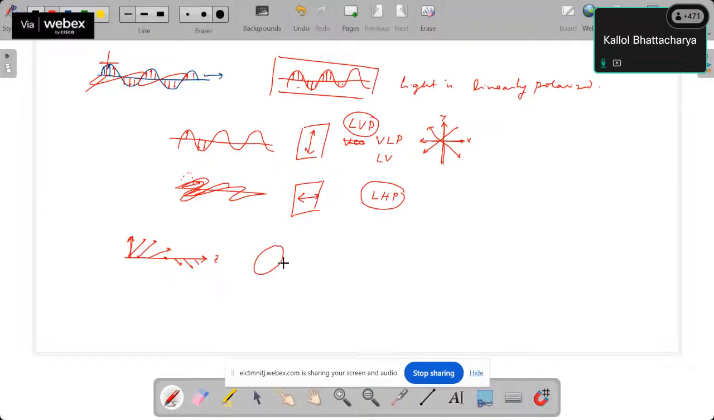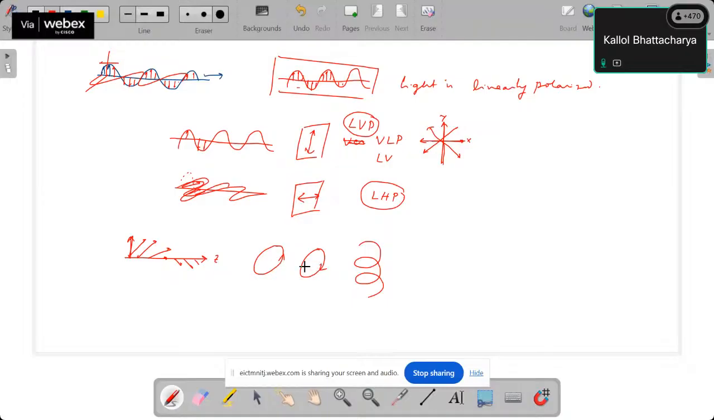And this ellipse may be because the electric vector may be rotating. You can think of a spiral like this. So the spiral may be right-handed or left-handed. So the electric vector can be left-handed. This is the polarization ellipse. We call this the polarization ellipse. It can be left-handed or it can be right-handed also. So this is elliptically polarized light. This is also elliptically polarized light, but the two senses are different.